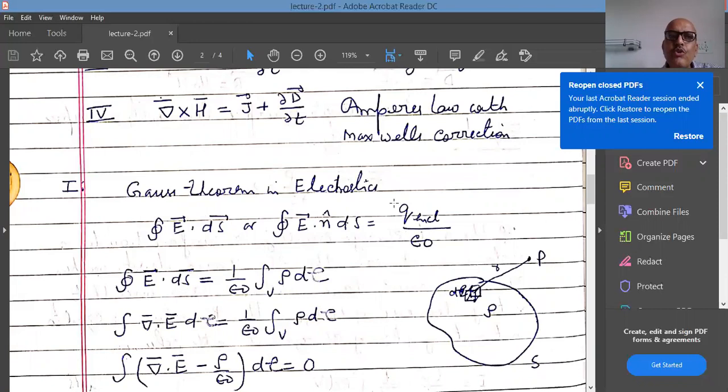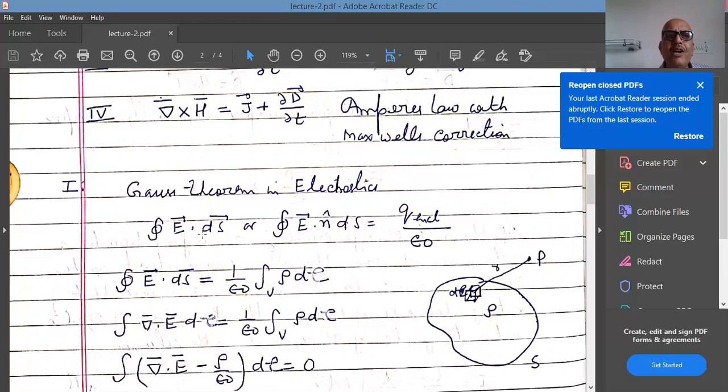So the surface over which this integration is carried out is called the Gaussian surface. And the charge which is within the Gaussian surface is the charge enclosed within the Gaussian surface. If the charge inside the Gaussian surface that you choose is equal to 0, then the flux will be equal to 0. There are two ways of writing this.